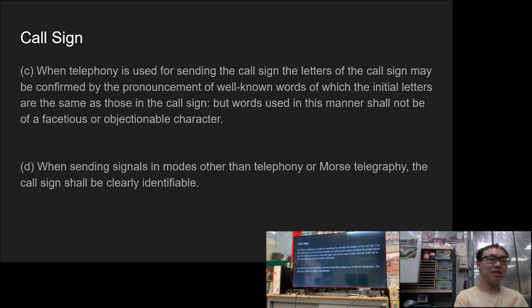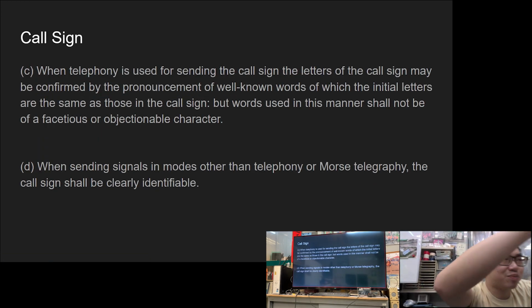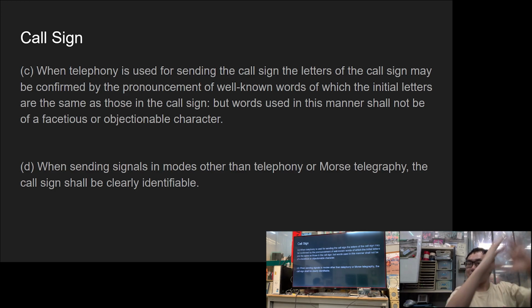And the second line is, if you are sending messages through Morse or through other kinds of methods, like images, you have to make sure your call sign is printed on it clearly and can be identified. We are not always using voice as a medium. We can use images or Morse code, or even TV. So you have to make sure your call sign is printed on the television clearly.